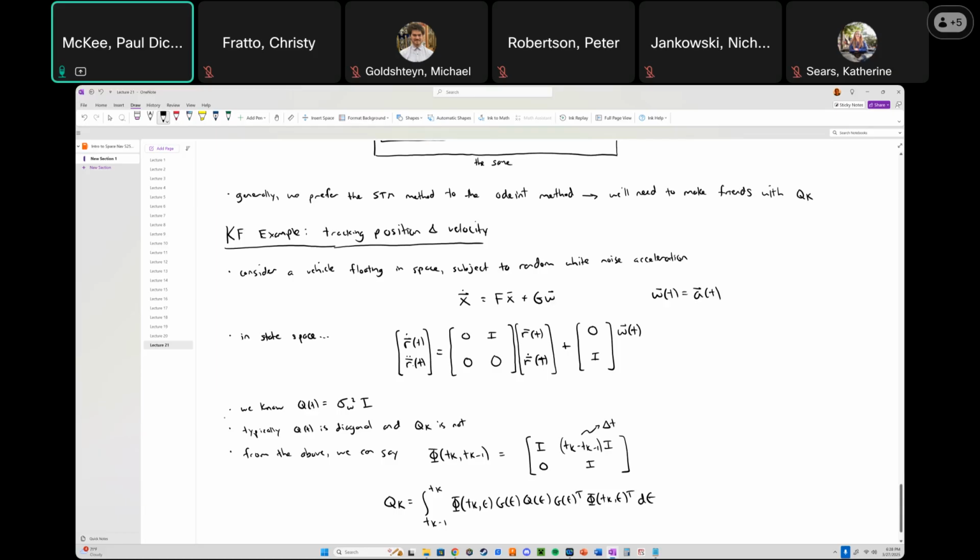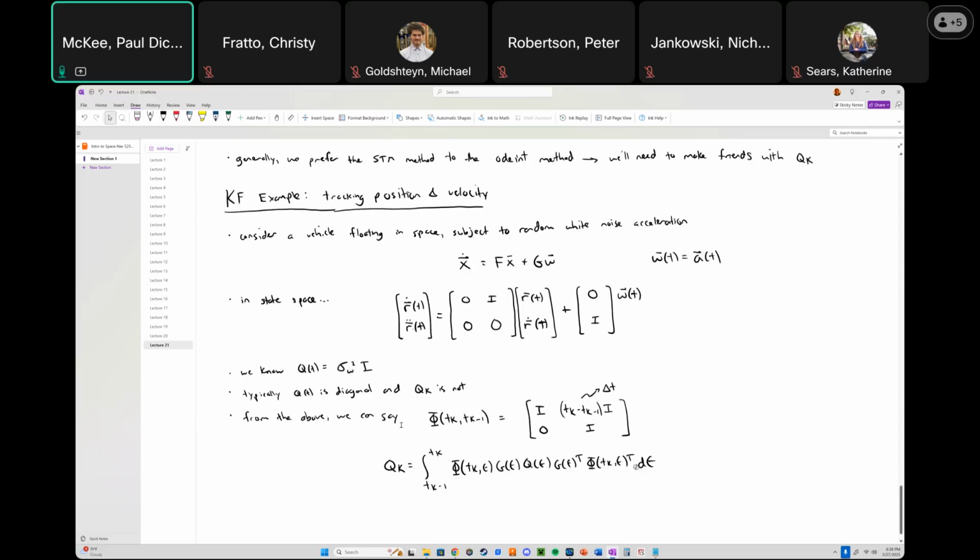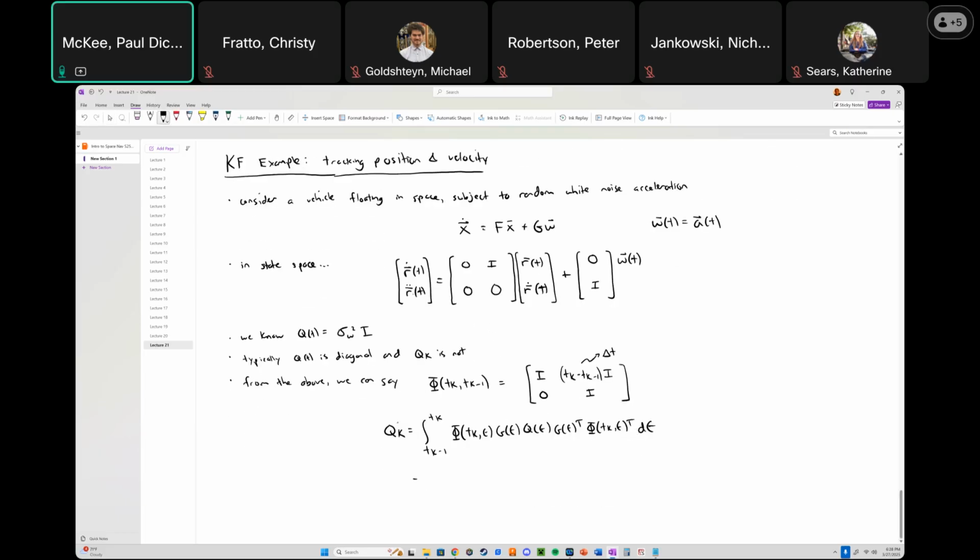Okay, let's go through and actually plug some stuff in here. We just said that for this problem, we're assuming our process noise is Gaussian white noise, and our process noise covariance matrix is sigma omega squared times the identity matrix. So this is equal to sigma omega squared times the integral from tk minus 1 to tk of phi(epsilon to tk) G(epsilon) transpose. Really, there's an identity matrix in here, but we can ignore it. Phi(epsilon to tk) transpose d epsilon.